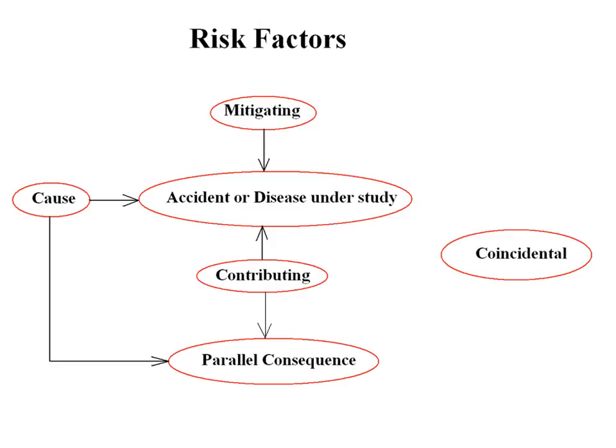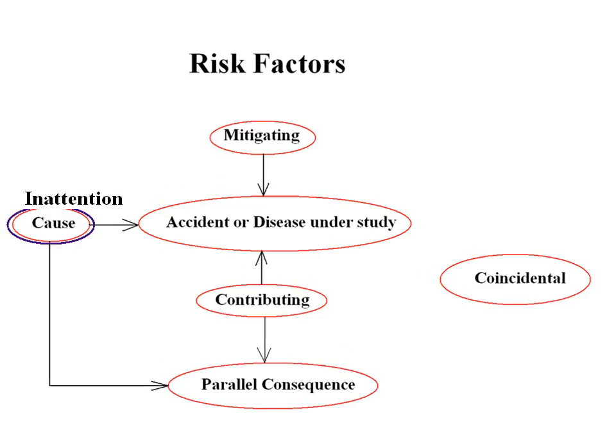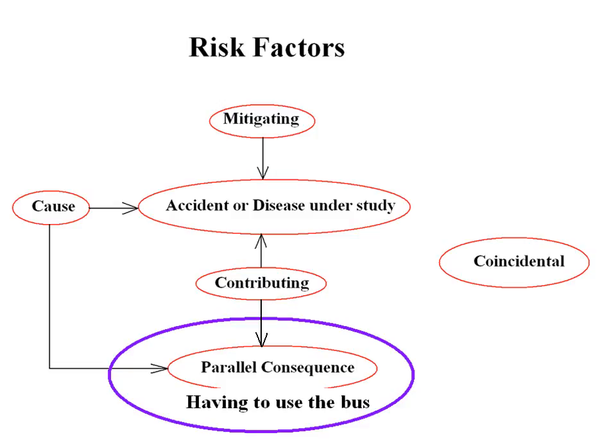Let's have a look at visualizing this. Here is our overview. We decided that the damage costs, the time and the inconvenience was going to be the focus of our analysis. The cause of our damage in cost, time and inconvenience was my inattention. A parallel consequence of both my inattention and preoccupation with work was that one of us needs to use the bus to get to work while the car is being repaired.